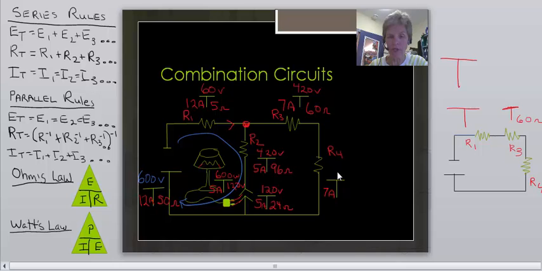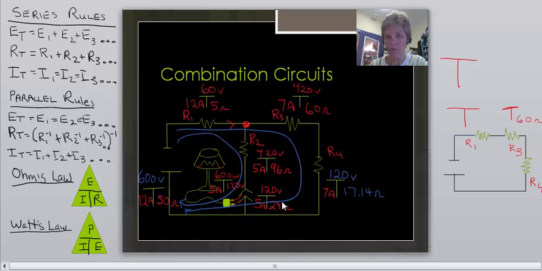To figure out the voltage at R4, I'm going to have to look at another closed loop. I'll look at the larger closed loop here. Again, everything around that perimeter has to add up to 600 volts. I have 60 volts at R1, 420 volts at R3. The missing volts have to show up at R4, and that happens to be 120 volts. Now using Ohm's law, I can take 120 volts at R4 and divide it by 7 amps, and I will come up with 17.14 ohms at R4. And we've completed all of the values in that circuit.